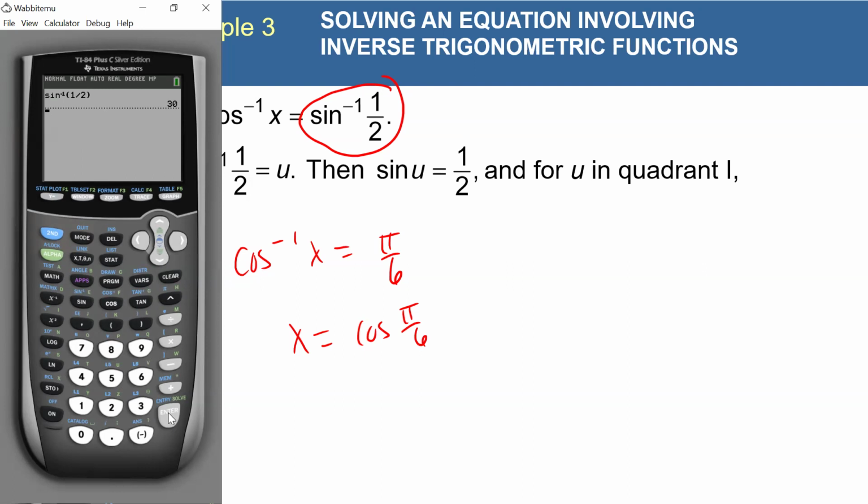All right, so now we're down to cosine inverse of x equals pi over 6. How do you get rid of the inverse cosine? You're going to take the cosine, right? Because we're doing the opposite of it. So now your x is by itself, and you're asking yourself, what is the cosine of pi over 6? So what is the cosine at 30? Square root of 3 over 2. So x equals the square root of 3 over 2.